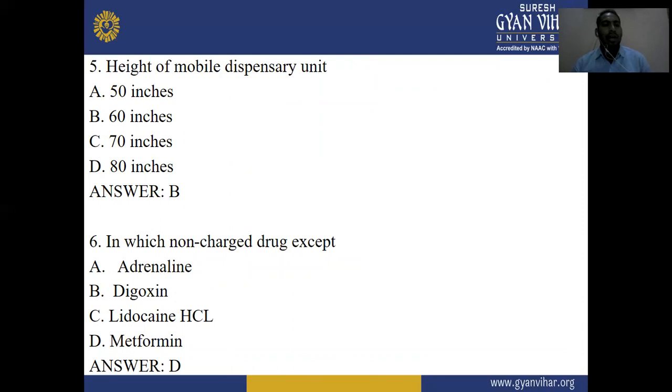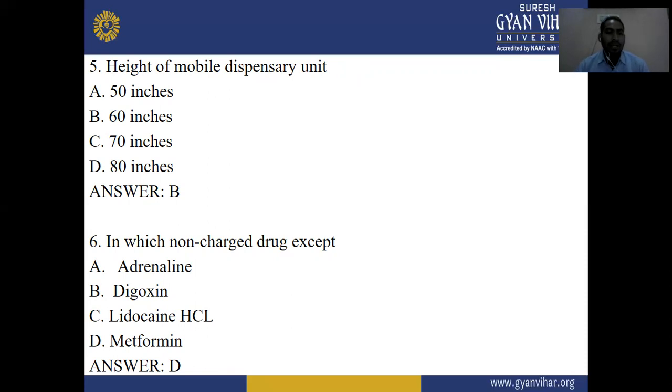Next question: height of mobile dispensary unit. Option A is 50 inches. Option B is 60 inches. Option C is 70 inches. And option D is 80 inches. The right answer is B, 60 inches height of mobile dispensary unit.